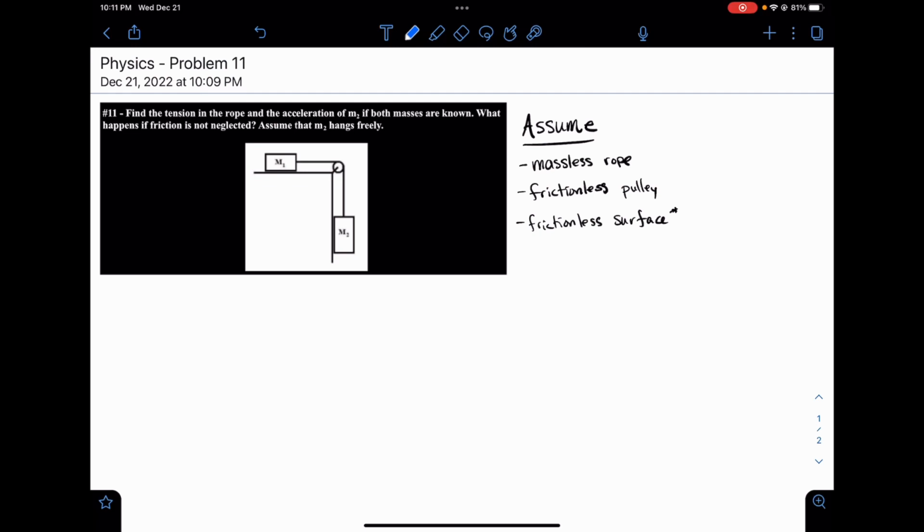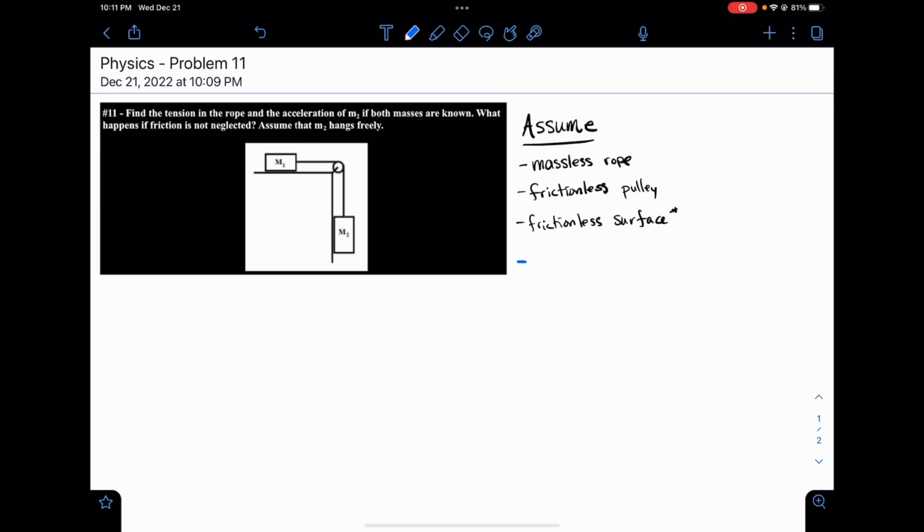In this situation, we have mass 1 on a surface, and mass 2 is free hanging, and there's a pulley holding them together. We're going to assume a massless rope like usual. We're going to assume a frictionless pulley like usual. Those should never change. That math is beyond what they want you to understand. And then we're going to assume a frictionless surface that M1 is on, and then they ask us later to not assume that. We're going to have to analyze what we're doing differently, but we can talk about that in a second.